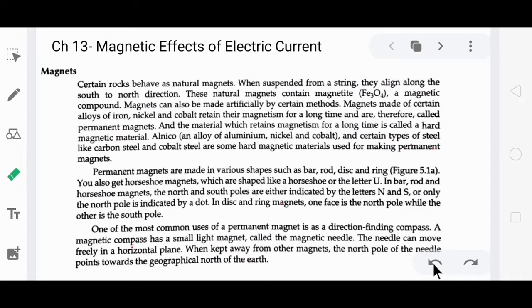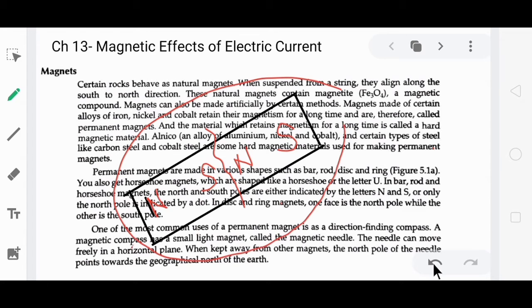Magnets are dipolar, you know that. Magnets have two poles, one is north and the second is south. If you break a magnet into two parts, this will become north and this will become south. So magnets always have two poles. If you break them into several parts, it doesn't matter.